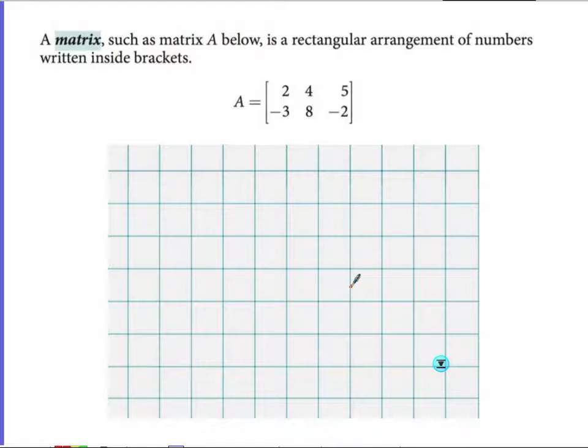Okay, so first of all, we want to learn what is a matrix. And what the book says is that a matrix such as matrix A below is a rectangular arrangement of numbers written inside brackets. So this is a matrix right here. These numbers in the brackets, and the way we represent a matrix is with a capital letter. Now it could be any capital letter from capital A to capital Z. So in this case we have capital A.